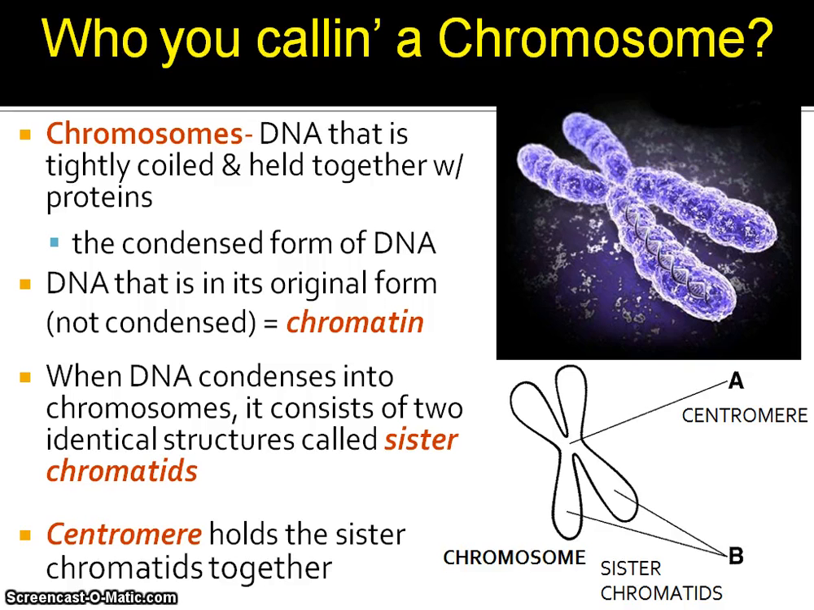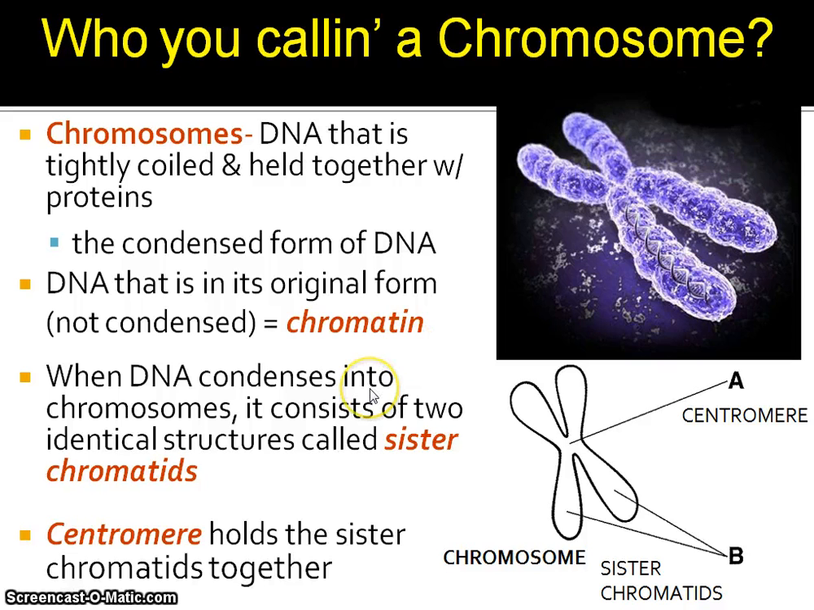DNA, again, deoxyribonucleic acid, which is a type of macromolecule called a nucleic acid, stores the genetic information for how to build you. DNA that's found in your body is tightly coiled and held together with proteins. And these proteins serve as a way to wrap this DNA into a tightly coiled configuration. It's called the condensed form of DNA. And DNA in its original form, when it's not condensed, is called chromatin.